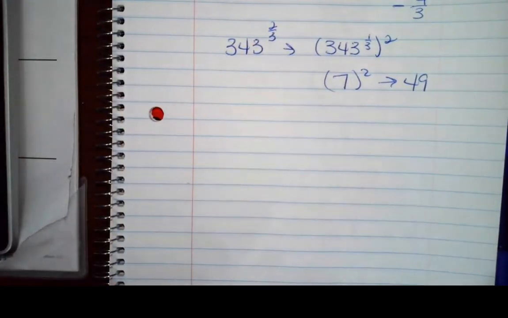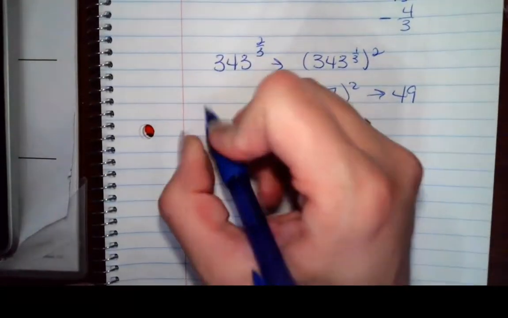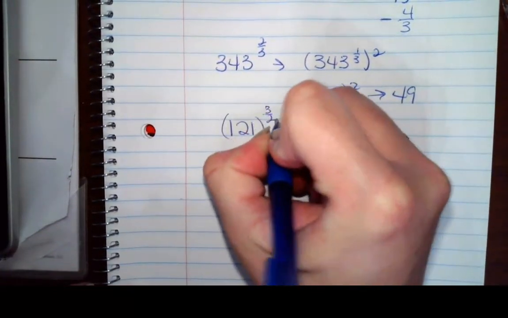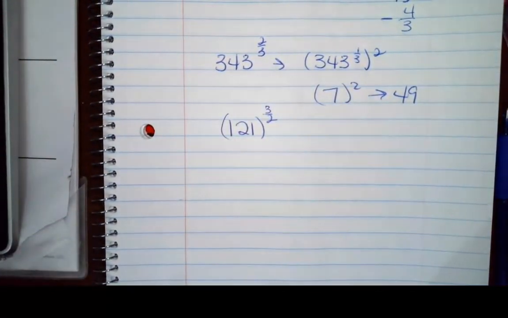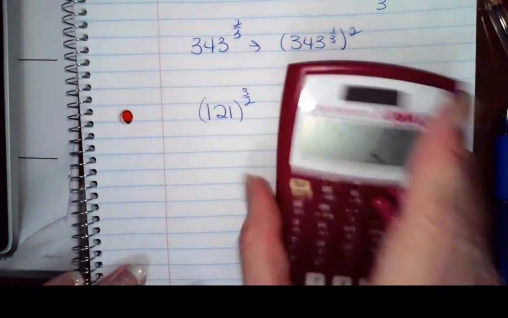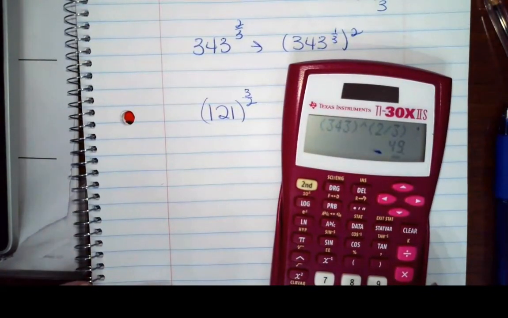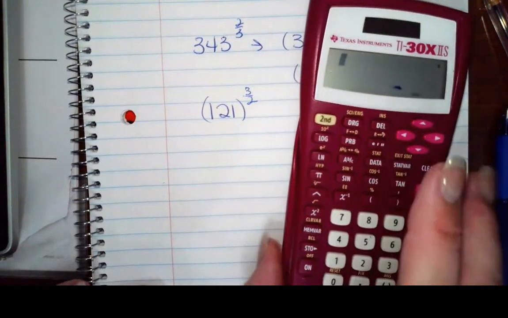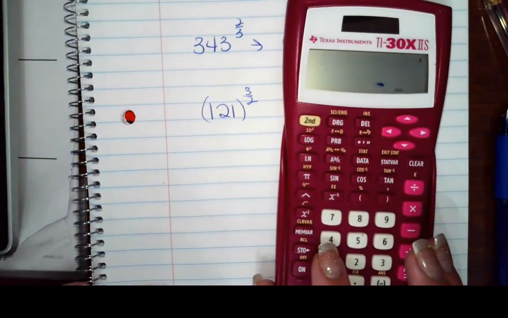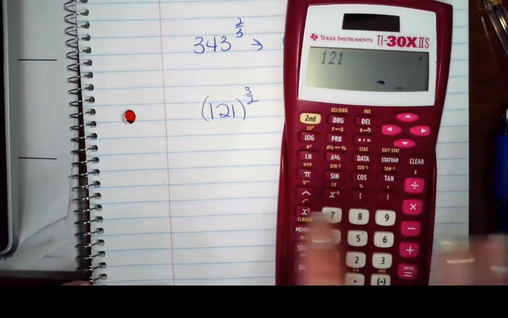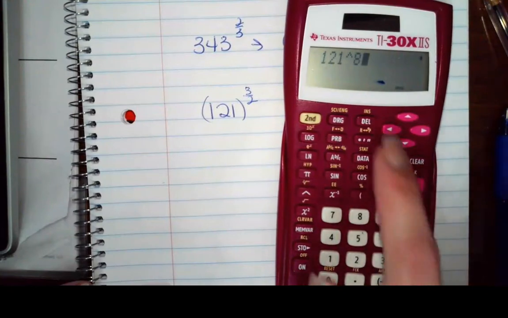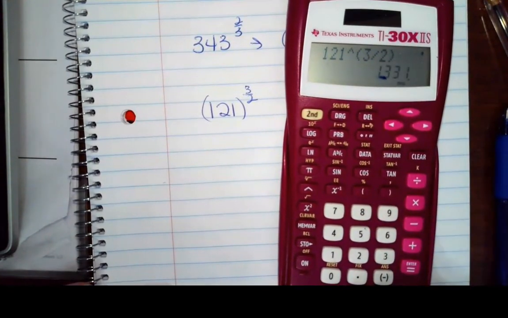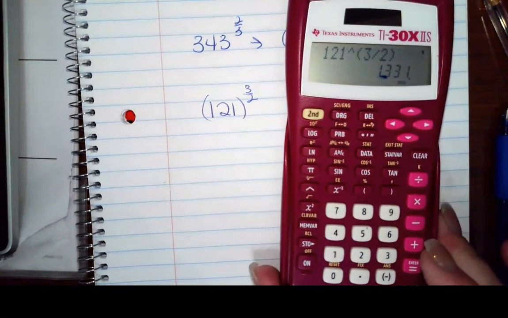And then I've got a 121 to the 3/2 power. So 121 to the 3/2 power is going to be 11 to the 3rd, which is 331. I should get 331. No, 1331 is what I should get, theoretically. Sometimes I like to test myself, too. So I get 121 raised to the parentheses 3/2 power. So I get 1331.